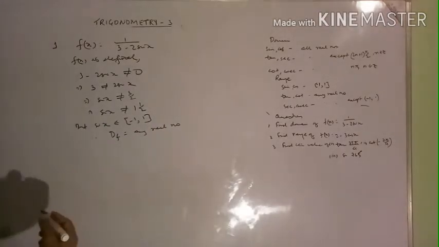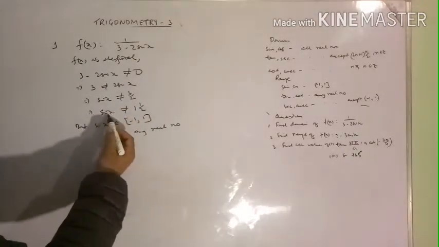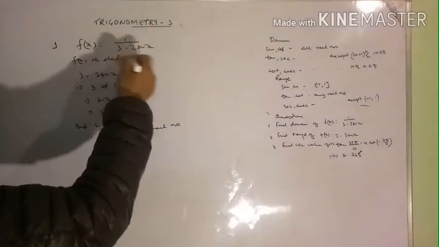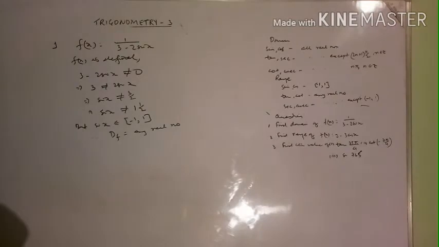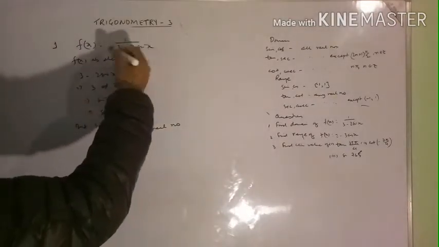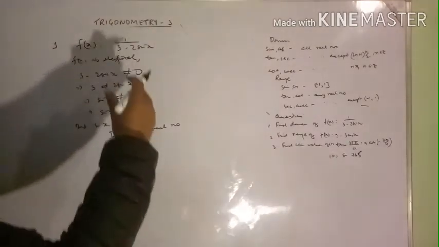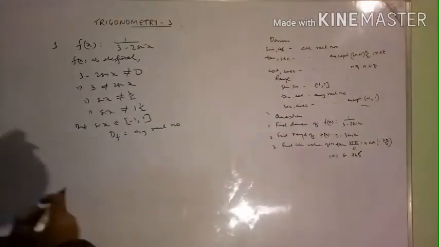If sine x is 3 by 2, then only this is 0, but sine x cannot be 3 by 2. So this denominator can never be 0 for any value of x. That means x can take any real number, right? So the domain of f is any real number.